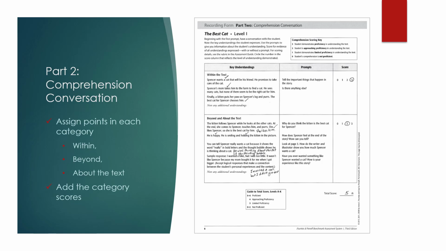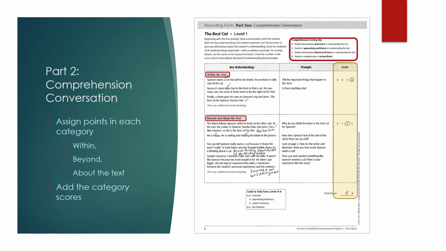Part 2, the comprehension conversation. Use the comprehension scoring key to determine whether the student's understanding of the text is proficient, approaching proficiency, has limited proficiency, or is not proficient. Assign points in each category: within the text, beyond the text, and about the text. You'll note that in this level I text, the beyond and about the text have been combined into one section. For text levels A through K, they will be combined. L through Z, they will be separated.